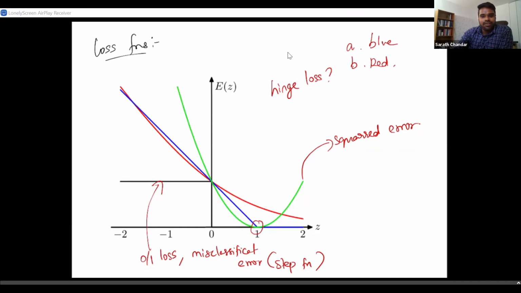Okay, let's stop. I see 80% of you have answered it is blue. That's right, because if you look at the blue, you see that it's actually zero starting from one. So whenever it is correctly classified, the error is zero. So this part is zero. And for the rest, where you make an error, it has a linear error. So the blue line is the hinge loss. And the one that is left out, the red one, is the logistic regression error.